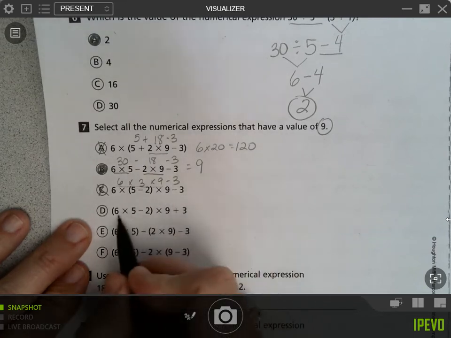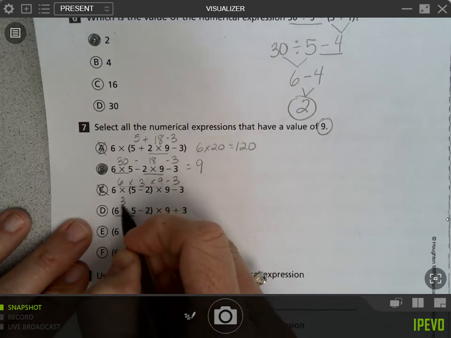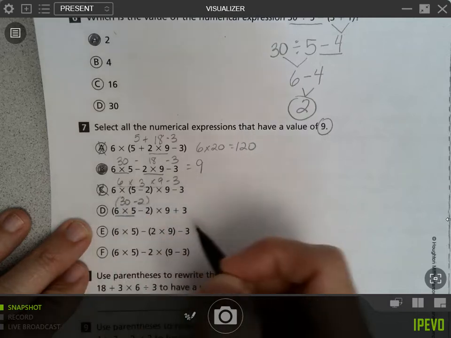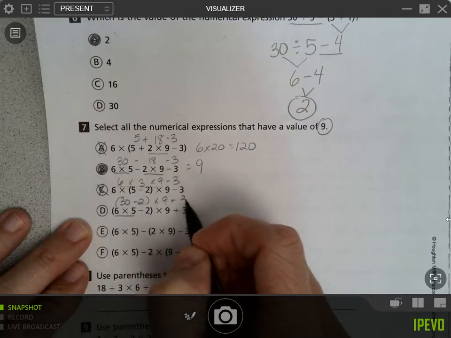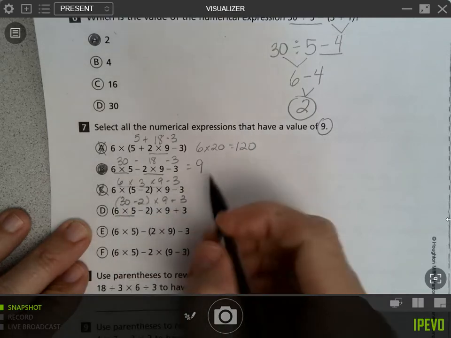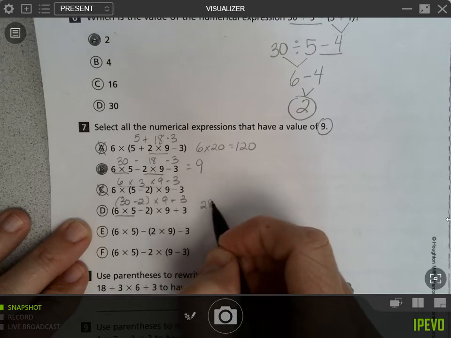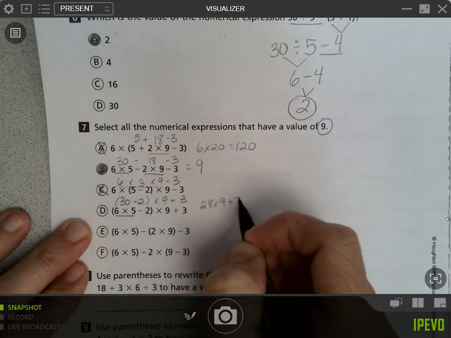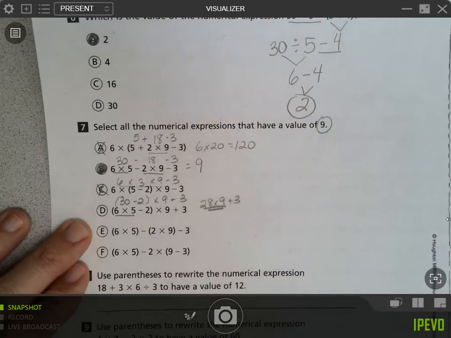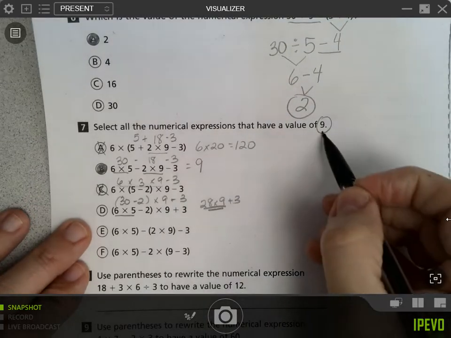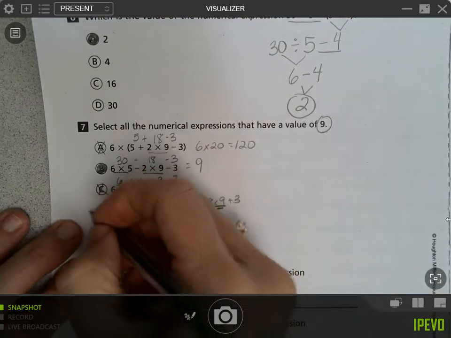Letter D, in the parentheses, I'm going to do the multiplying first. So I have 30 minus 2 times 9 plus 3. 30 minus 2, that's going to be 28 times 9 plus 3. Do I need to keep going? 28 times 9, that's going to be a really big number. I'm only looking for a value of 9. I'm going to stop there.